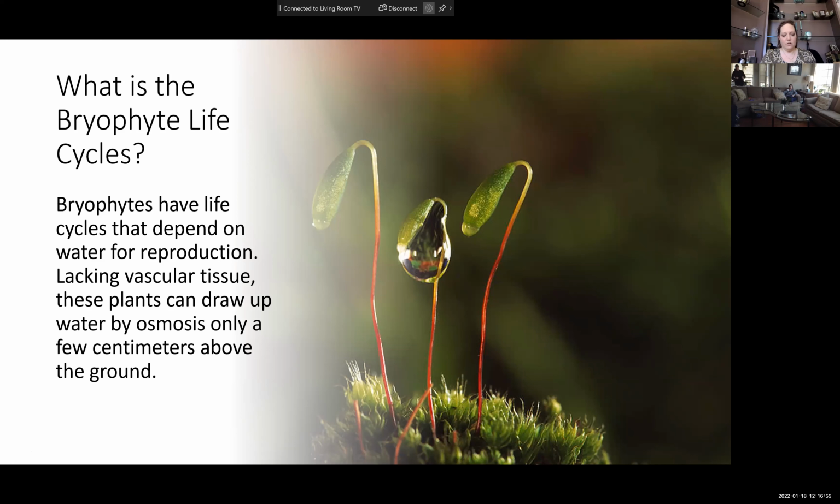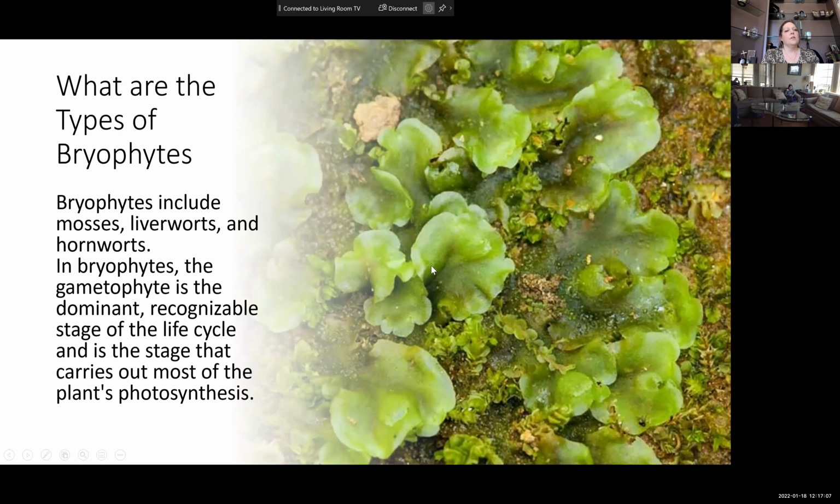So these little guys that you see here in the picture are called seta, and these are actually the reproductive structures in moss. You've probably seen them. If you go out and look at moss, they're usually there, right? Okay. So what are our types of bryophytes? We've got three major types. They include mosses, liverworts, and hornworts.